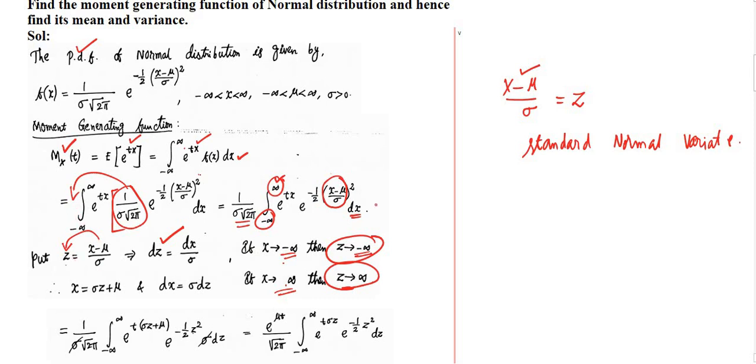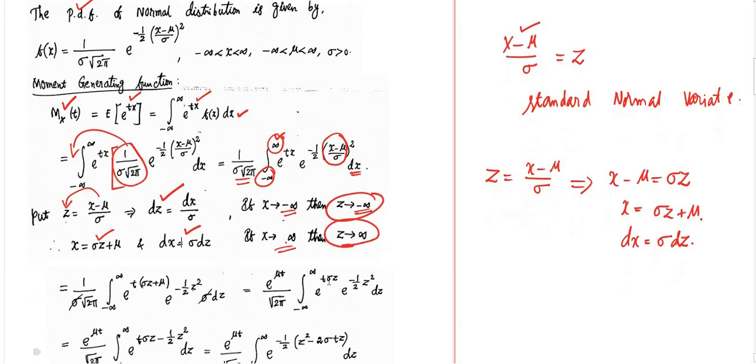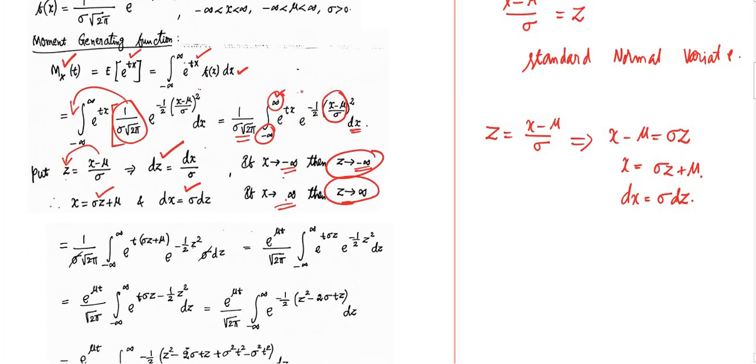Similarly, z is equal to x minus mu by sigma, which means x minus mu is equal to sigma into z, which means x is equal to sigma z plus mu. Similarly, what will be dx? While differentiating this, you will get sigma into dz. That only I have written here. Now substitute all these entries in the above integration.